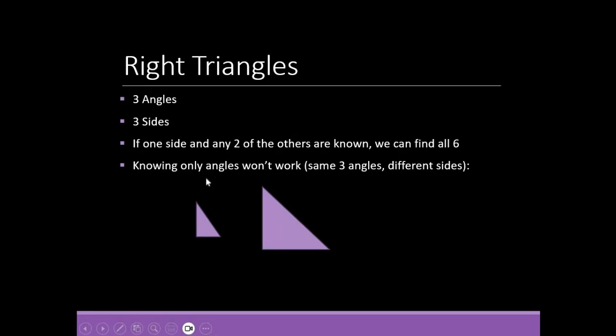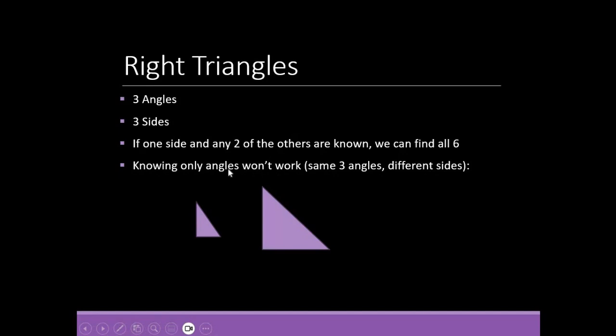of those. But we can't do it if we only know angles, because if you'll look at these 2 examples, if 2 triangles have the same 3 angles, they can be completely different sizes, and their sides will have different measurements, but they still have the same angles. These are called similar triangles. So knowing only the angles won't work. We have to know at least one side.